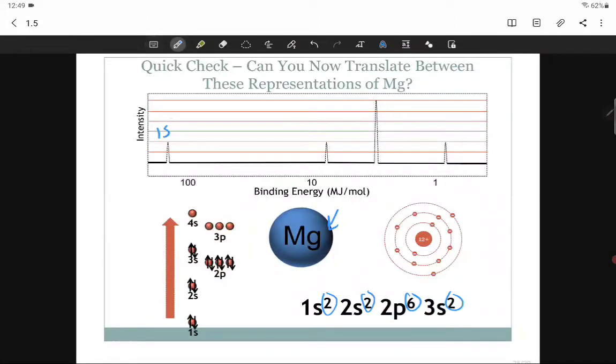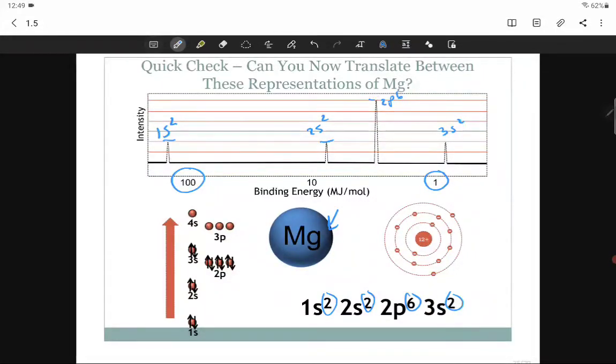This is 1s2, 2s2, 2p6, 3s2. How did I know it was in that way? The most energy are the closest to the nucleus electrons, and the least energy is the electrons furthest away from the atom.